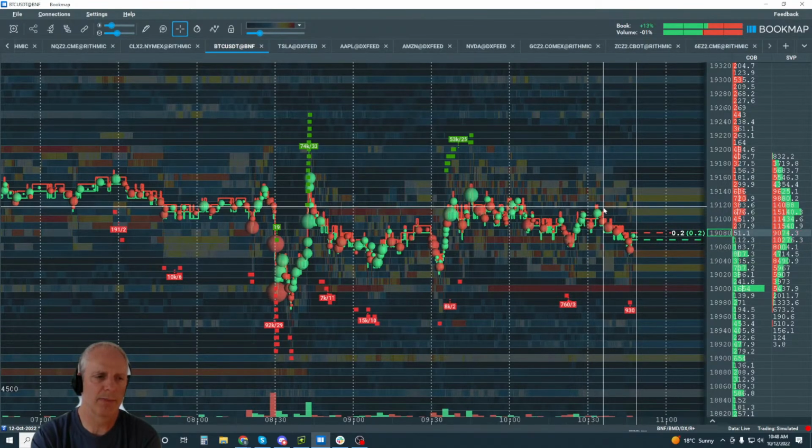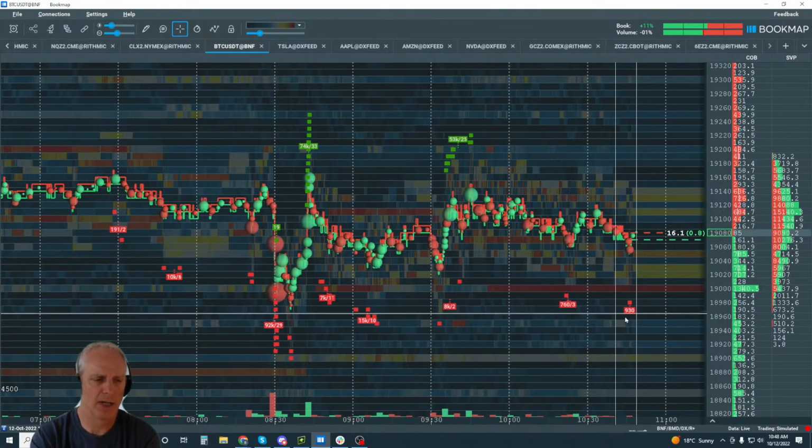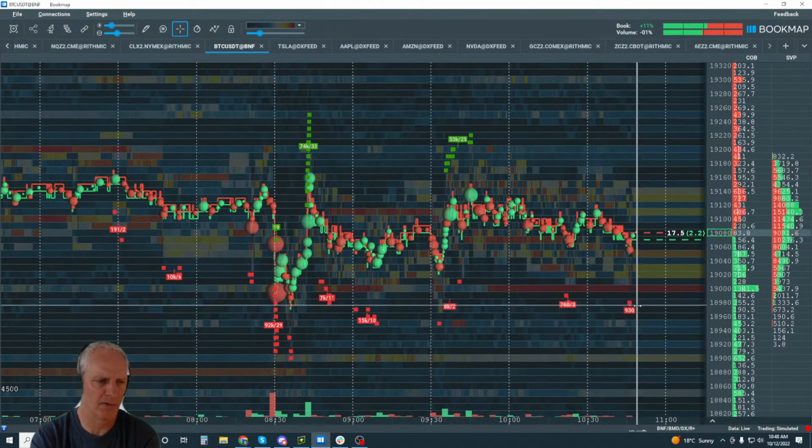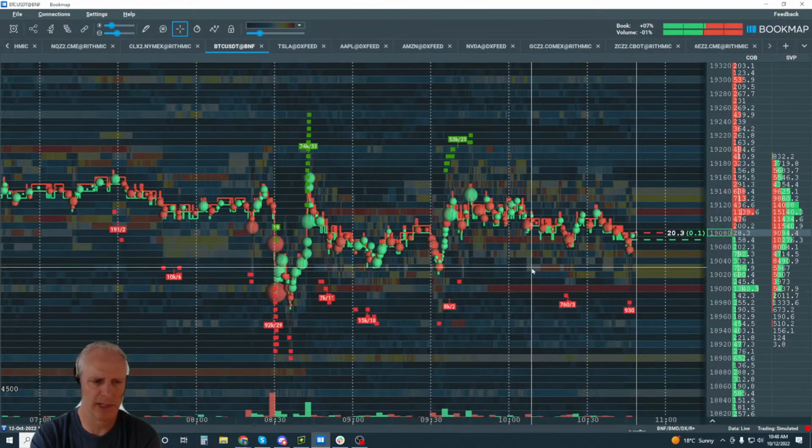For example here, look at this. We don't have any liquidations here nor here. We got a few here and a few here, very little though, very, very small amounts. Well, maybe the market has to go a little bit lower.